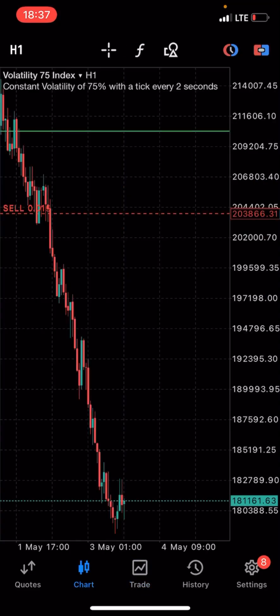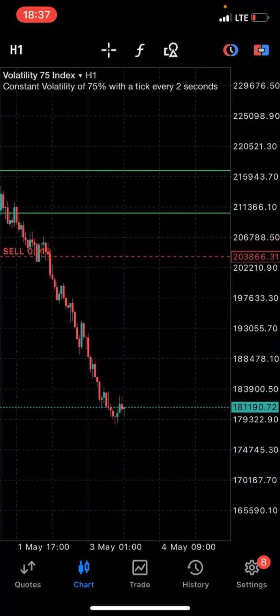So today we are not dealing on crash, but today we are dealing on volatility 75. And being that it's VIX75, it is very volatile. So it's one of my favorite pairs, along with the crash 300.